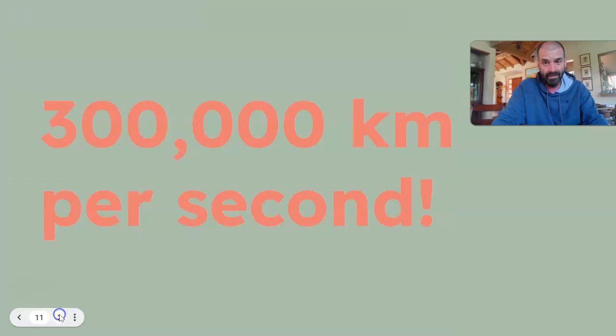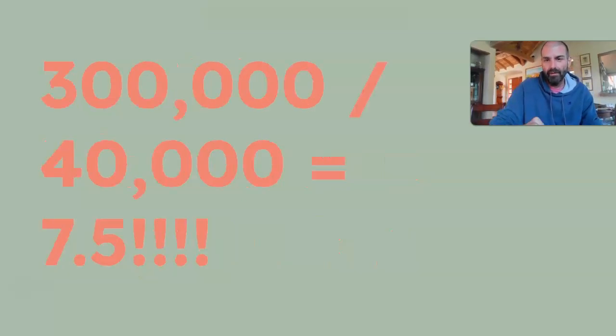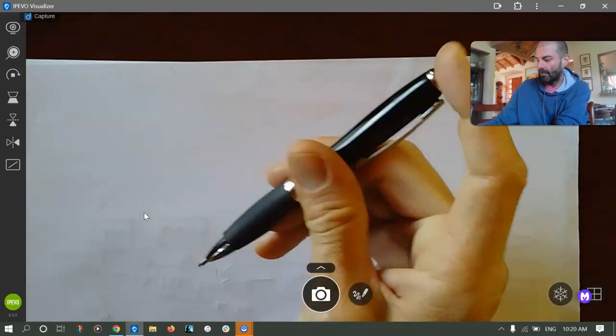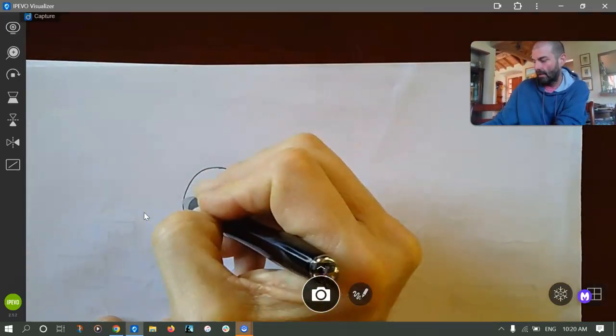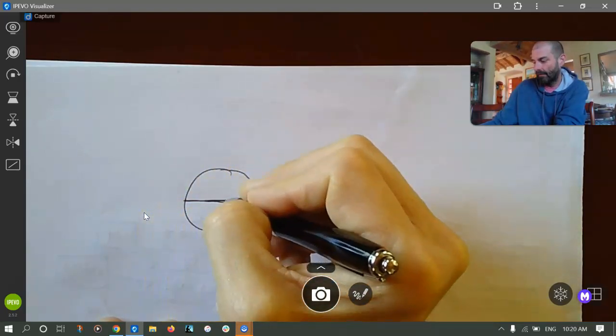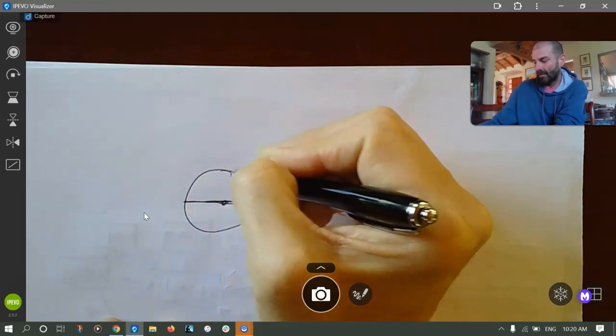Light is fast. It goes 300,000 kilometers per second. That's really fast. To give you some idea, the Earth's diameter is 40,000 kilometers. Why is that important? If we take the 300,000 and divide it by 40,000, we get 7.5. And why is that kind of cool? Well, think about the Earth and the equator, which goes all the way around and back. So if you started at one point and went all the way around the world and got all the way back. See, it's hard to show that, isn't it?